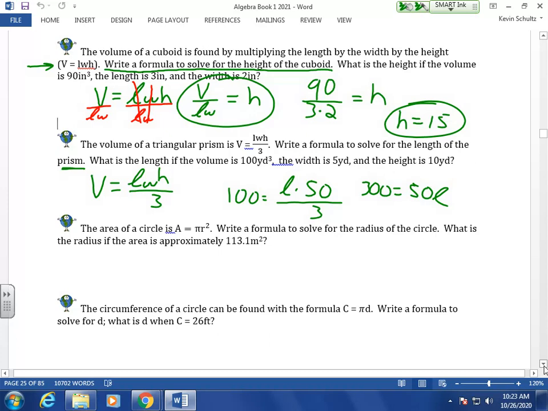Over here, I'm going to do the same thing. I'm going to multiply both sides by 3 to say that 3 times the volume equals length times width times height, which is the same thing that I have over here. I multiplied my width and my height to get 50. I'm multiplying that by the length, and 3 times my final volume, 3 times 100, gives me that 300 equals 50L.